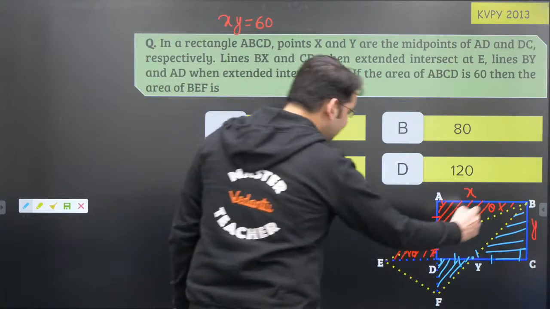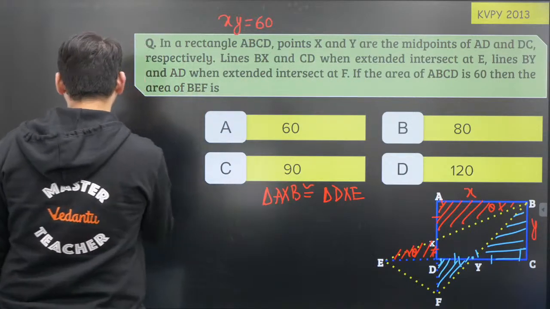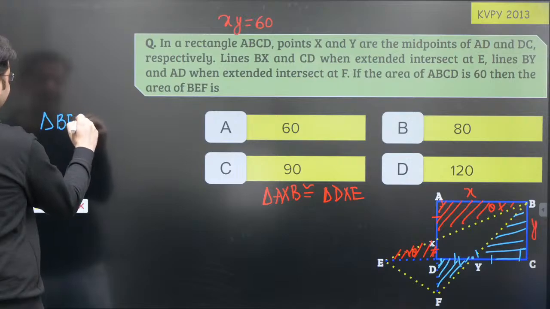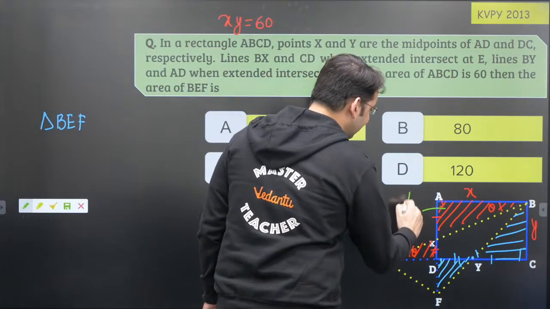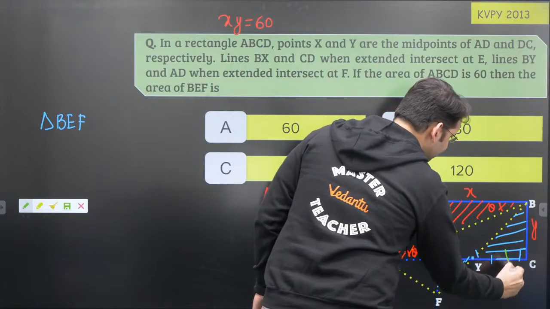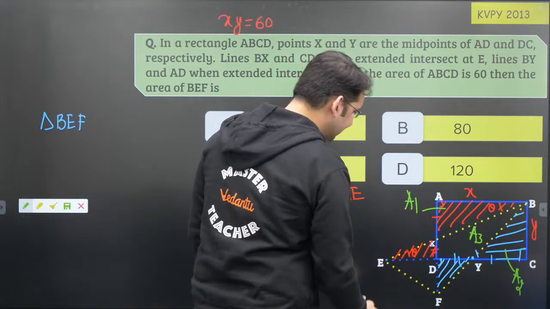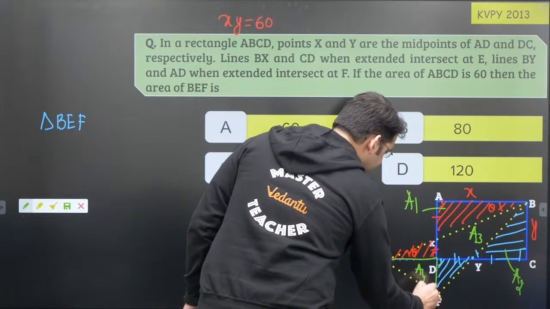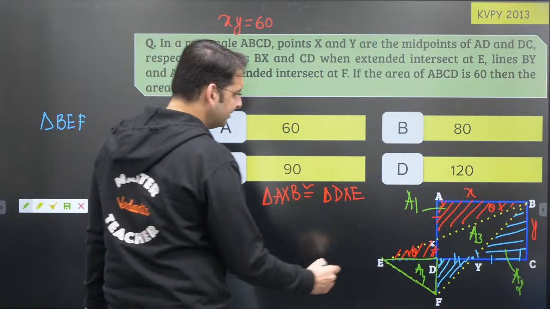सो बच्चों, अगर मुझे BEF का एरिया निकालना है तो ध्यान से देखो. सो ट्रायंगल BEF का एरिया क्या होगा? लेट अस से इसका ना A1 है एंड दिस इज A2 एंड लेट्स से दिस इज A3, एंड दिस इज A4. इतना पोर्शन A4 बोल देते हैं. ठीक है?